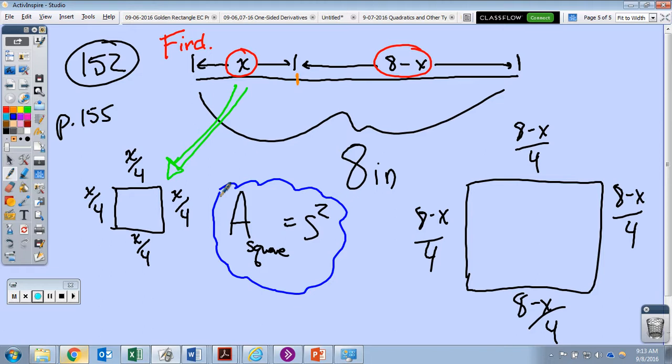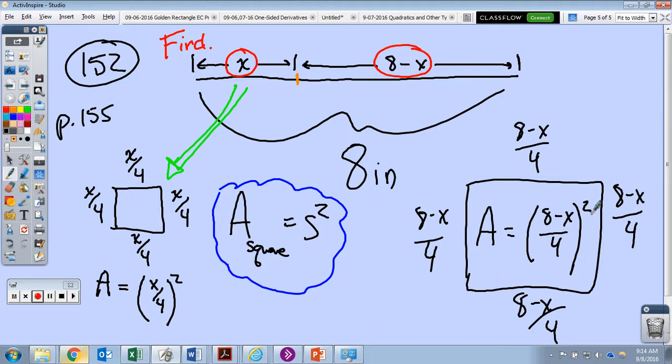What does sum mean? Addition, yep. Okay, so let's do this. The area of this guy would be what? If I take a side length squared, well, I'm going to do that exact thing. X over 4 squared. That's the area of this one. The area of this guy, same formula, the side length squared, is going to be 8 minus x over 4 squared. And they say that the sum of these areas must be 2 square inches.